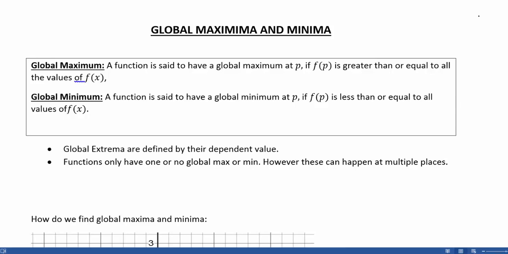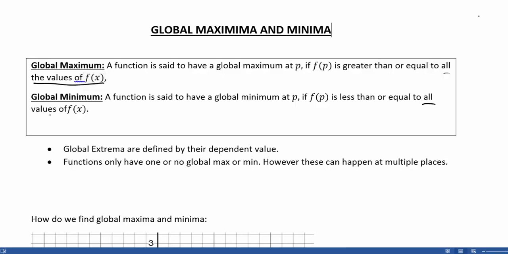Global maxima and minima. A function is said to have a global maximum at p if f of p is greater than or equal to all values of f of x. A function is said to have a global minimum at p if f of p is less than or equal to all values of f of x.